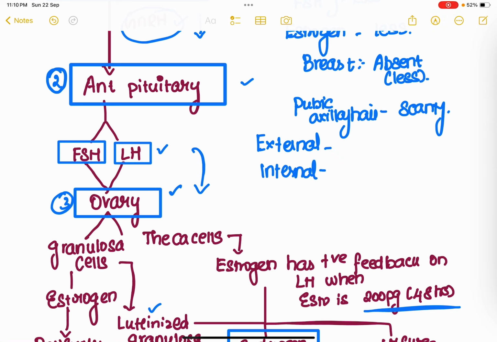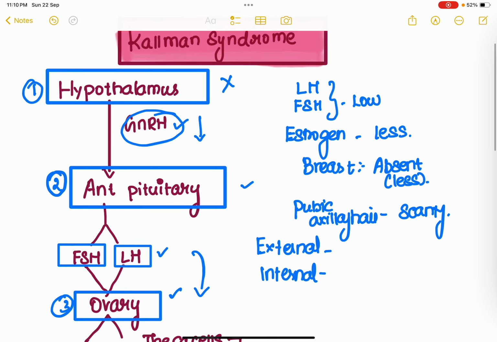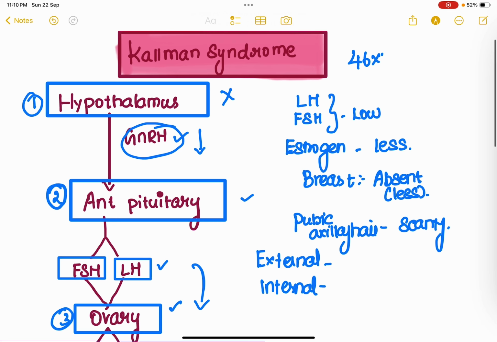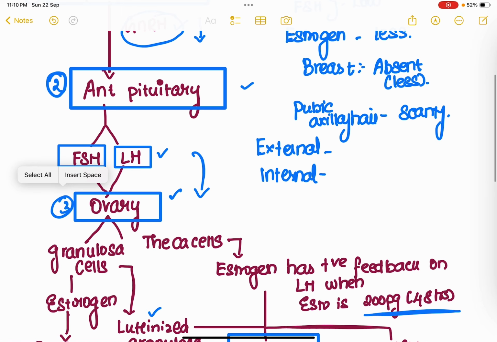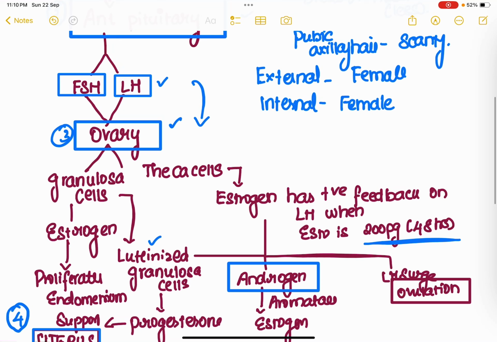When discussing the external genitalia and internal genital organs, everything is normal. The karyotype is going to be normal in such females, right? We all know that the female karyotype is 46XX. So when 46XX is present, the internal genitalia has to be female internal genitalia. And when the Y chromosome is absent and dihydrotestosterone is not present, the external genitalia is also going to be female external genitalia.